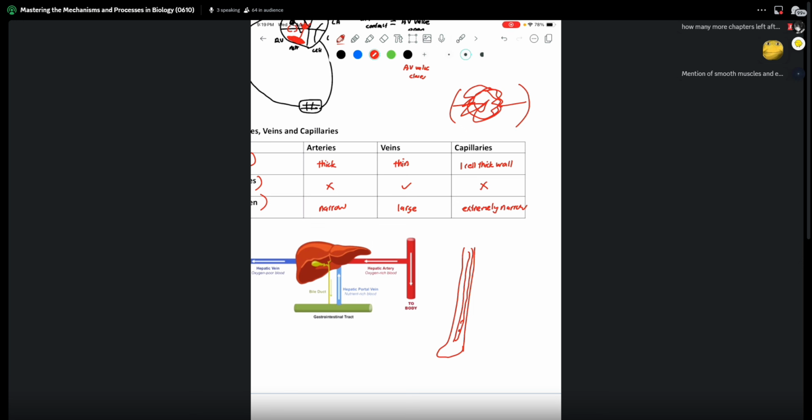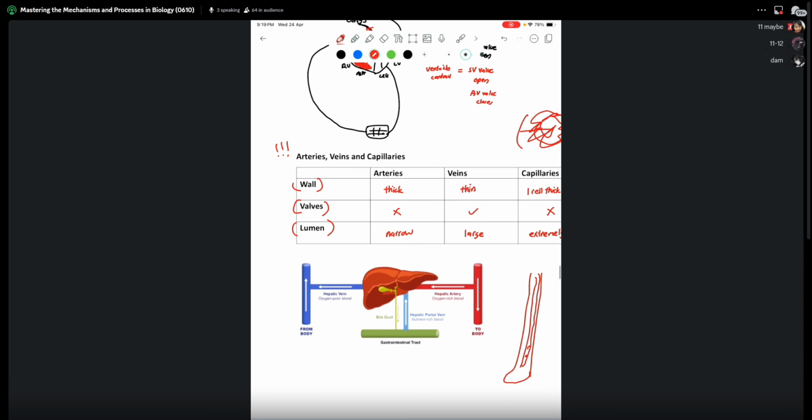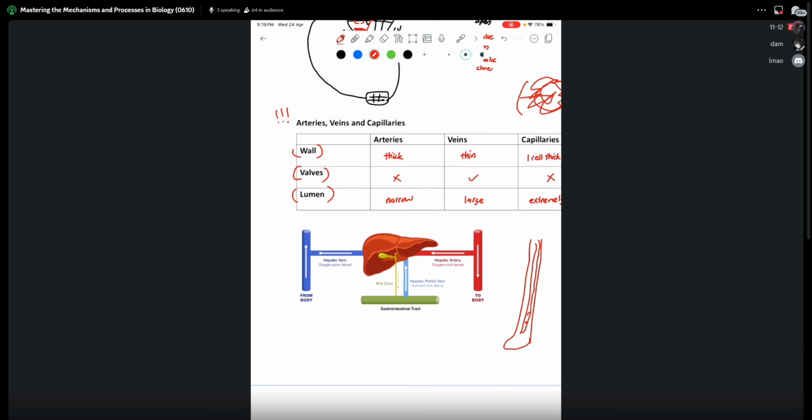It's made of smooth muscles and elastic. Yes, it's a structural characteristic. If you don't want to memorize so much, just memorize the wall, the valves, and the lumen. That's it. Okay.